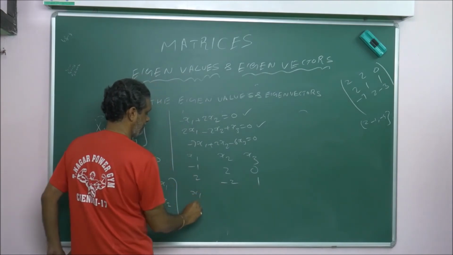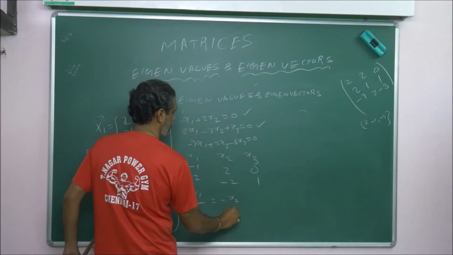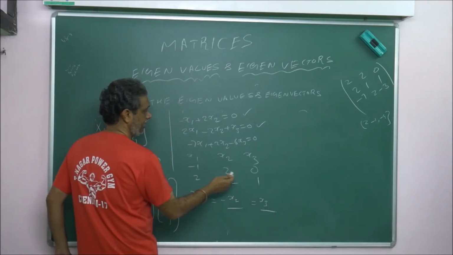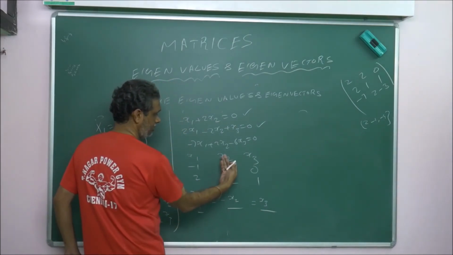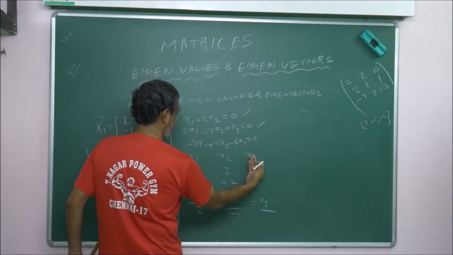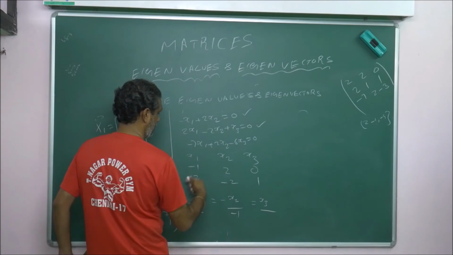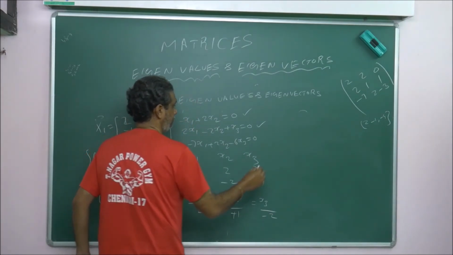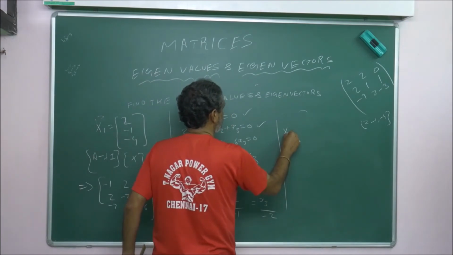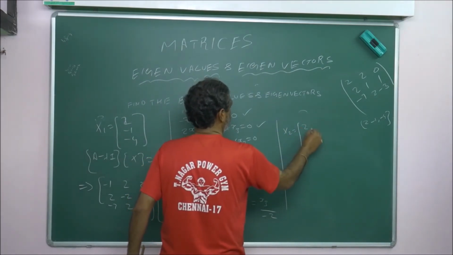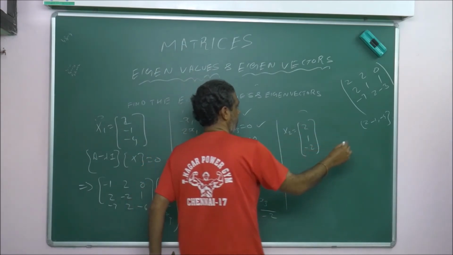Then write x1 by minus x2 by x3 by. x1 means leave this fellow, AD minus BC, 2. x2 means leave this fellow, minus 1. x3 means leave this fellow, 2 minus 4, that is minus 2. So from this, x2 is what I got: 2, 1, minus 2, when lambda is equal to 3.